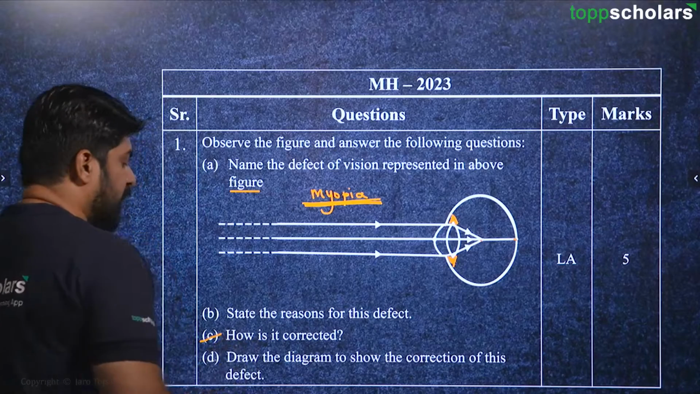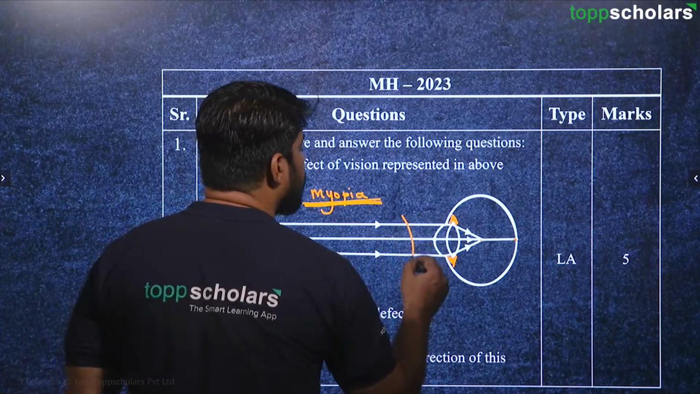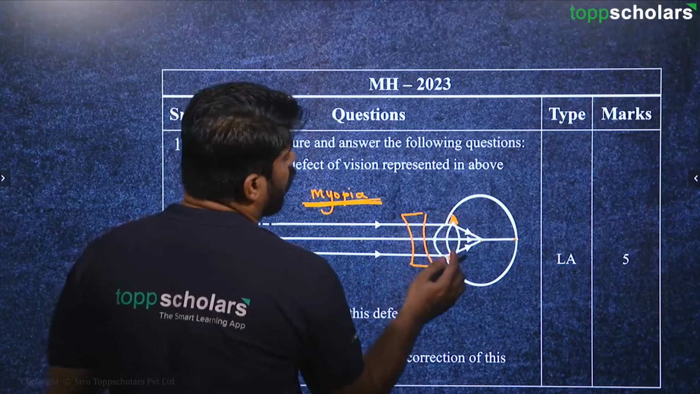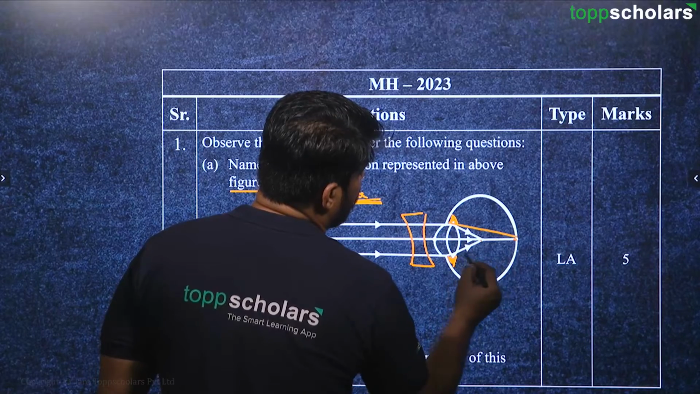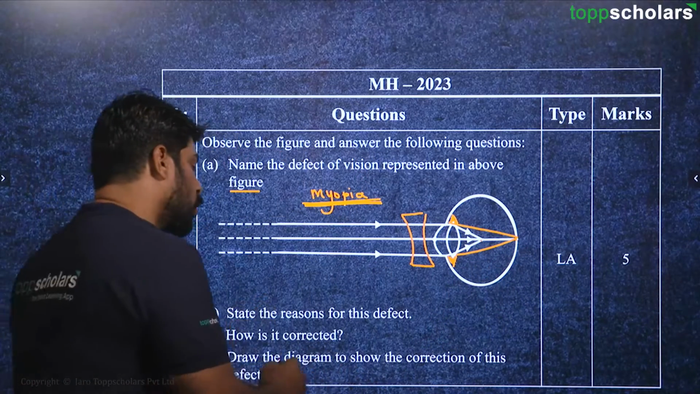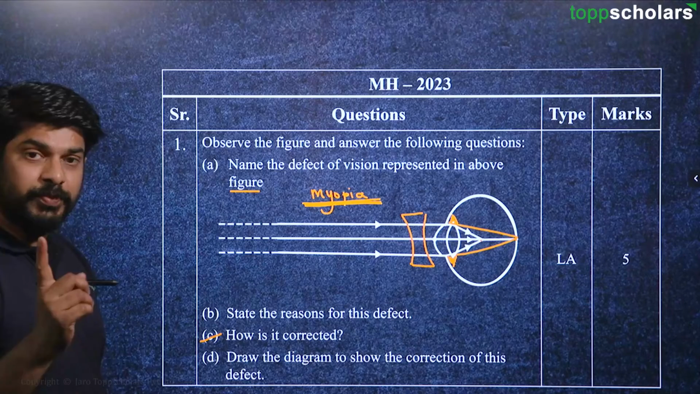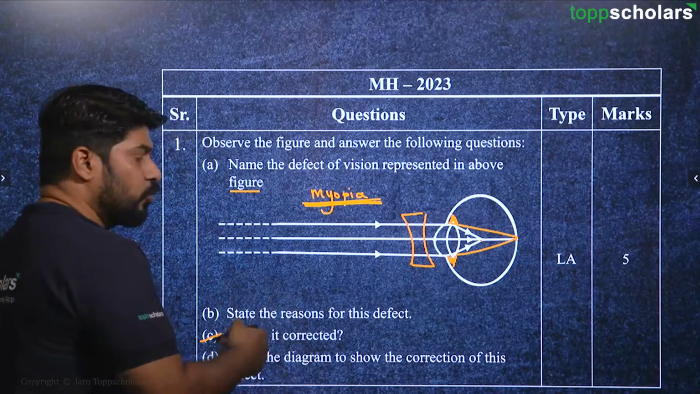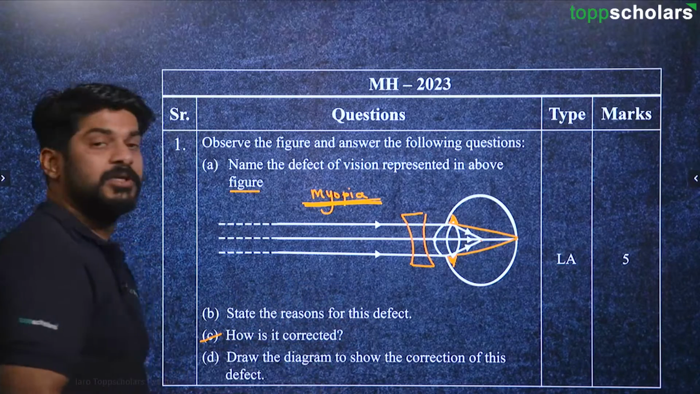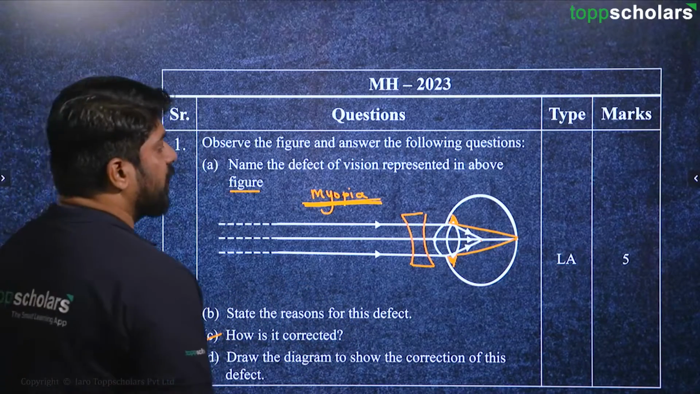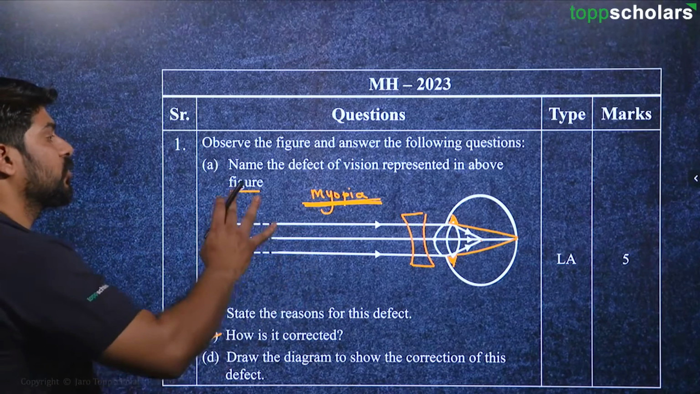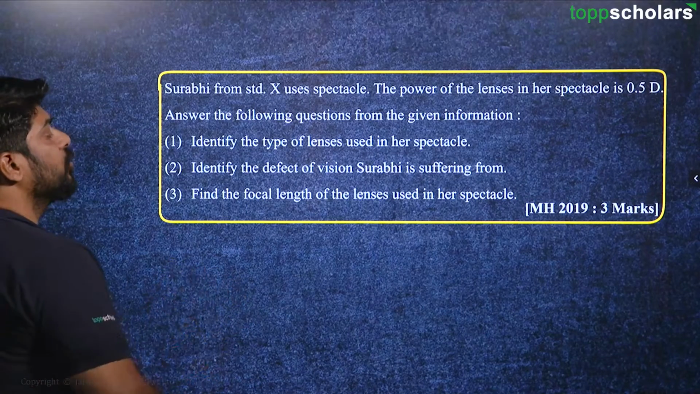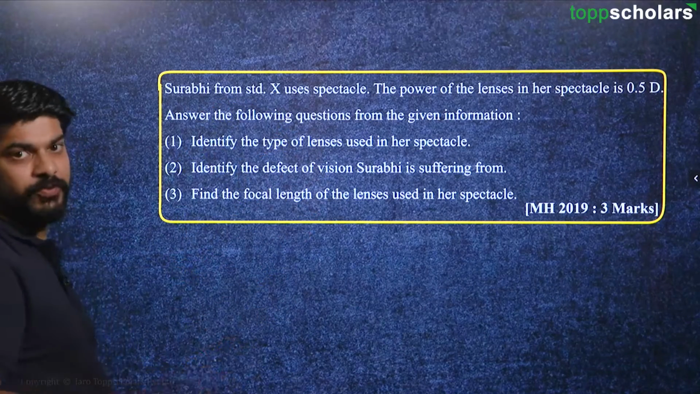Now how is it corrected? So by using a diverging lens, we can diverge all these rays so that all these rays will focus over here. Draw the diagram to show the correction of this particular defect. So over here we have to draw the diagram also. So we'll draw this diagram at the later stages, okay. We'll discuss this question again. So this is for 5 marks, okay. So this is a very important question. Moving on to the next. Now what we will do is, these are some of the questions that we have already seen.